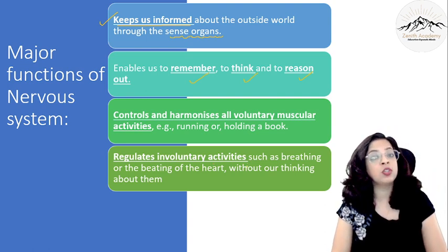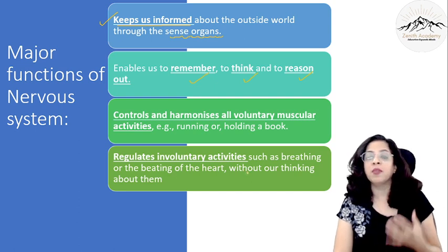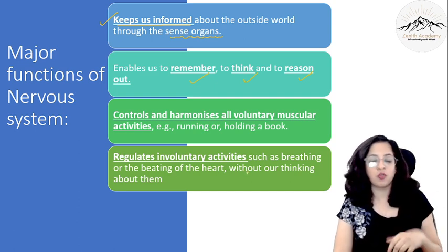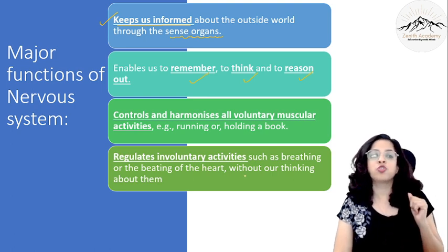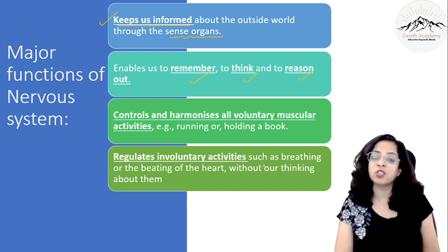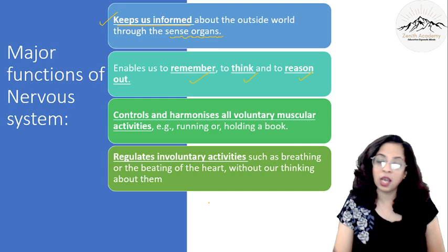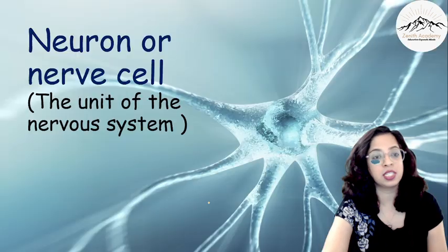Involuntary activities are those activities which are not under our control. For example, breathing, our heart beating, etc. Even while we are sleeping, it is happening automatically, right? So our nervous system regulates the involuntary activities also, such as breathing or beating of the heart, without our thinking about them. These are the four major functions of the nervous system.